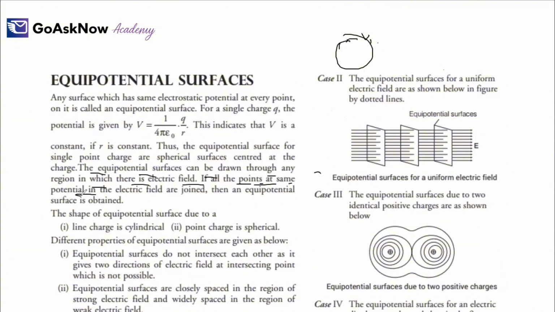If all the points at the same potential in the electric field are joined, you will obtain the equipotential surface. So the electric field is dependent on the equipotential surface also. That is why equipotential surfaces do not intersect each other, as it gives two directions of electric field at the intersecting point, which is not possible. So this point is clear.